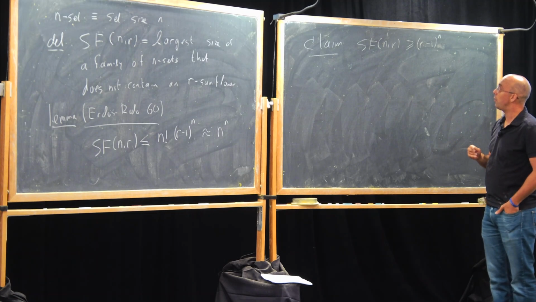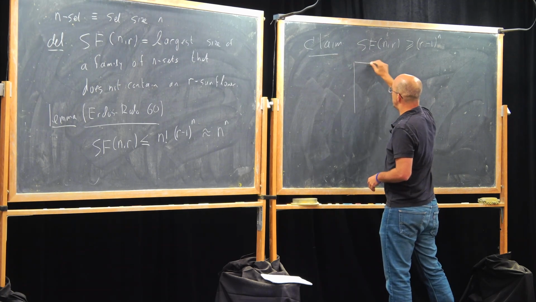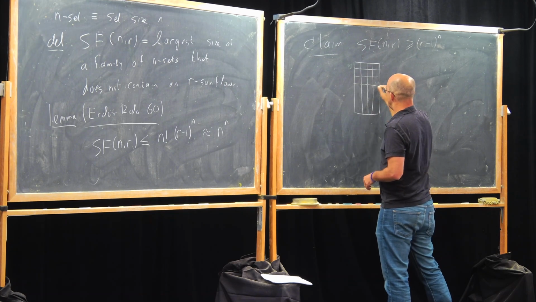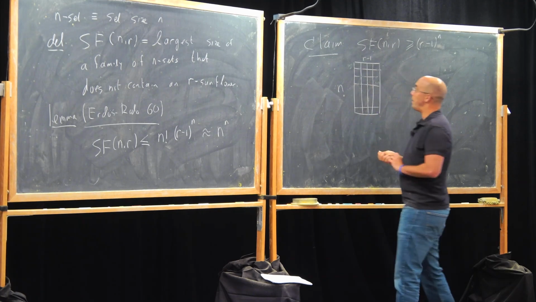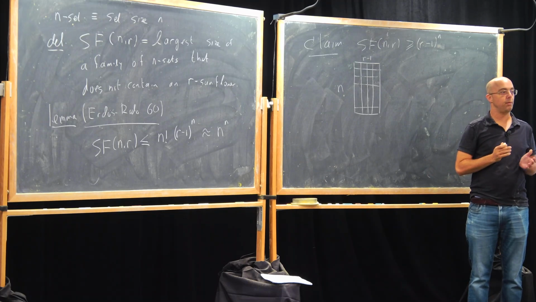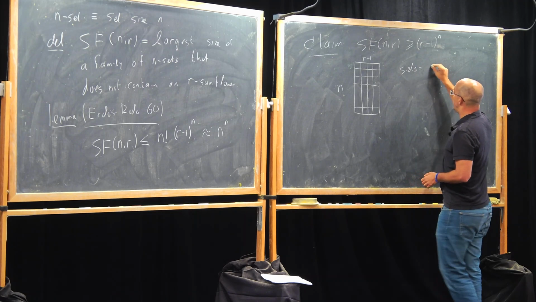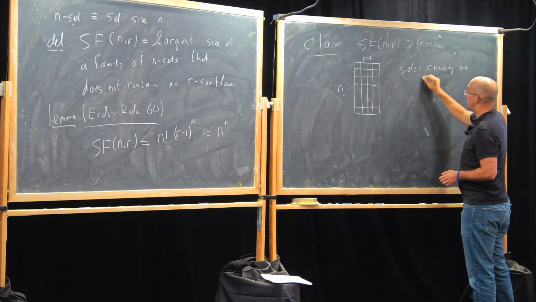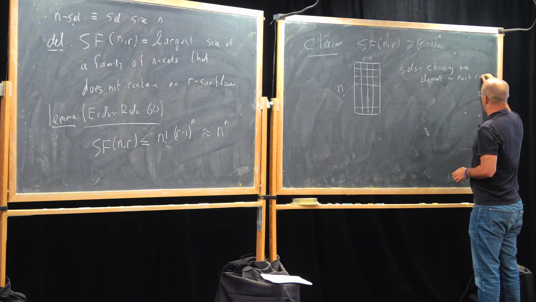So how do you construct a family of sets without a large sunflower? Here's going to be the idea. I'm going to think of my universe in such a way: I'm going to create a grid where you have n rows and r minus 1 columns. That's going to be my universe set. And my sets are going to be chosen by choosing one element in each row.